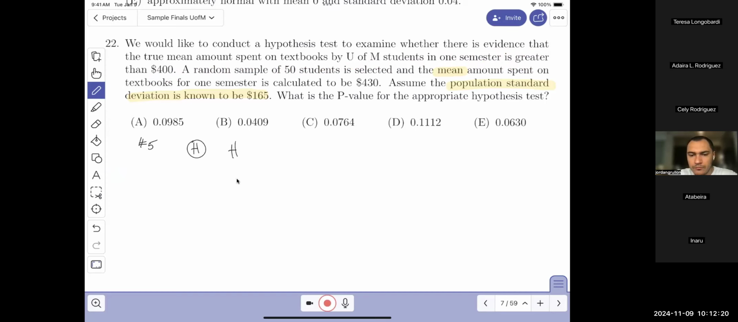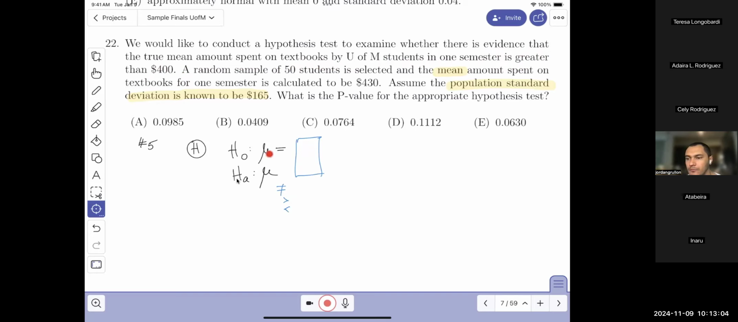And you have to always, for the mean, this is always the setup I explain in the videos. And you just have to figure out what number goes here. And what sign are you going to use? Not equals, greater than, or less than. So what number am I going to put here? What am I testing? I want to look for evidence that the true mean amount is greater than $400. So I do know that I have to put greater than $400 here.